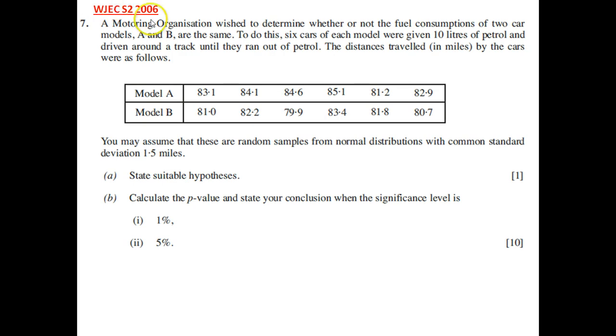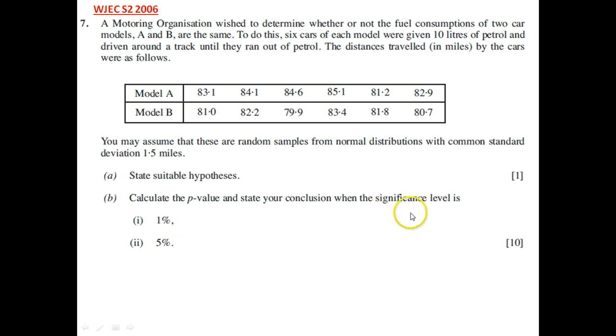Difference in two means. A motoring organisation wished to determine whether or not the fuel consumptions of two car models A and B are the same. To do this, 6 cars of each model were given 10 litres of petrol and driven around a track until they ran out of petrol. The distance travelled in miles by the cars were as follows. You may assume that these are random samples from a normal distribution with common standard deviation 1.5 miles. State a suitable hypothesis, calculate the p-value and state your conclusion when the significance level is 1% and then 5%.